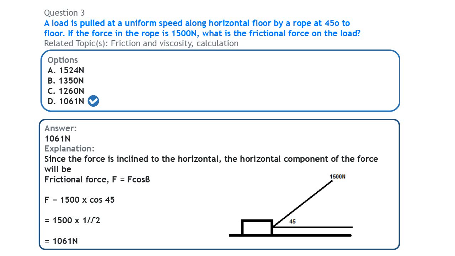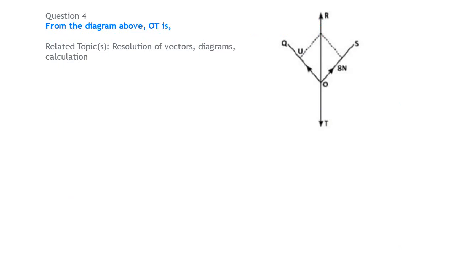angles. So for cos 45 degrees it is 1 over root 2. For sine 45 degrees also 1 over root 2. Cos 45 and sine 45 have equal value, 1 over root 2. So if you do 1 over root 2, you will get 0.7 something. So 1500 multiplied by 1 over root 2 will give you 1061 Newton. That is the horizontal component of this force, and that will be the frictional force.